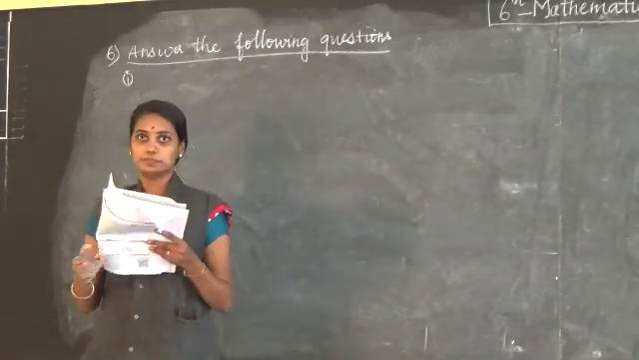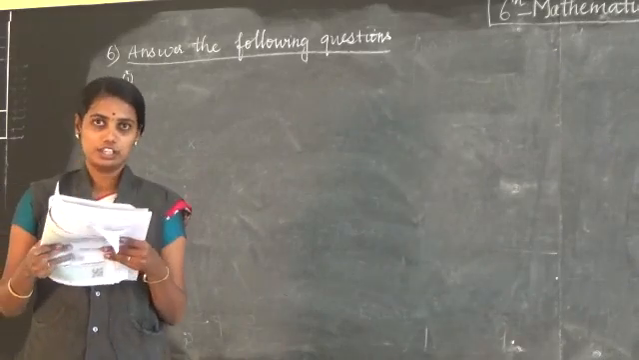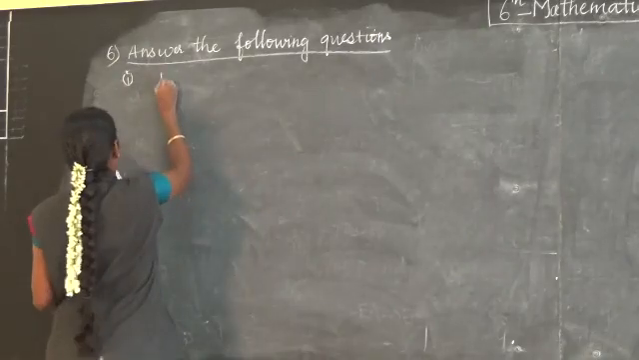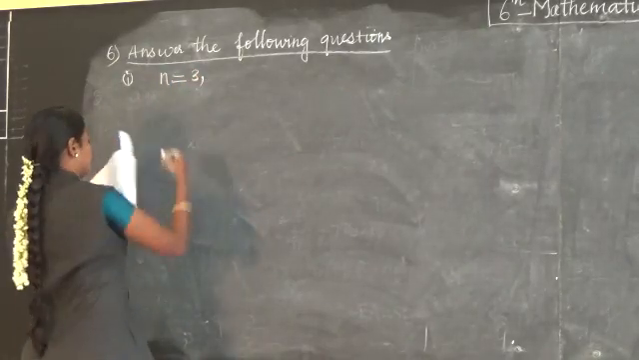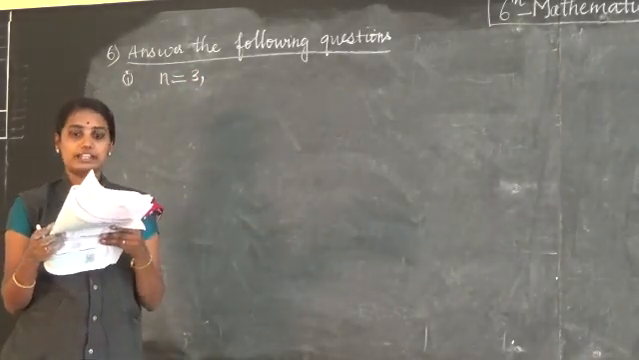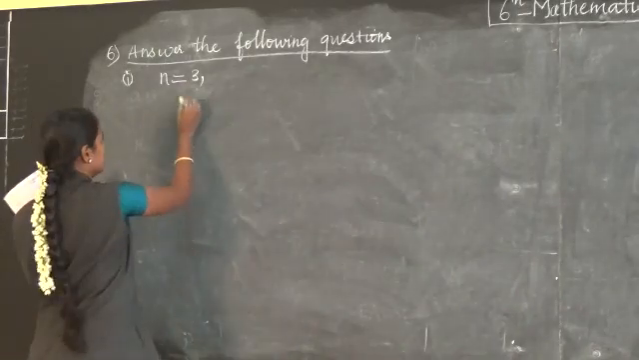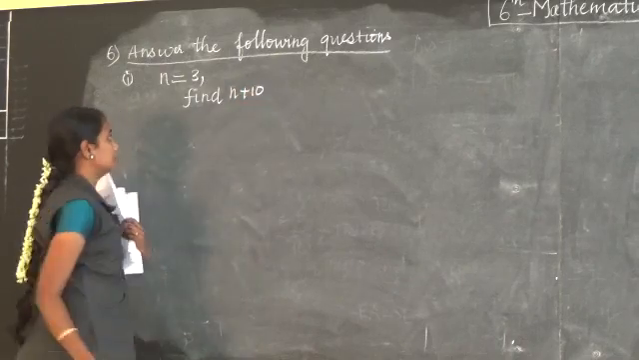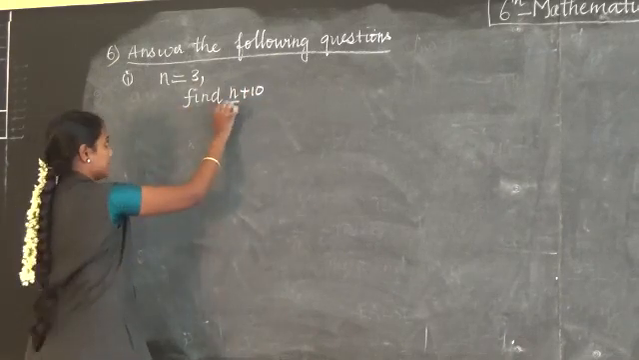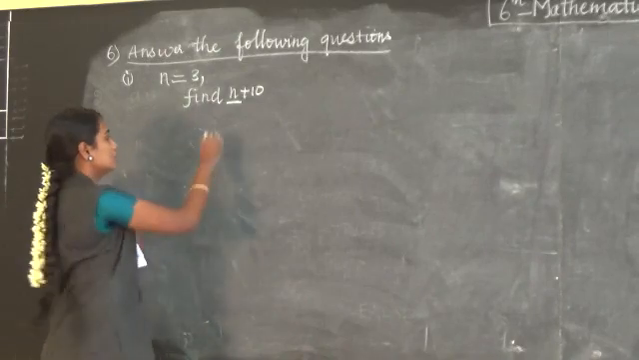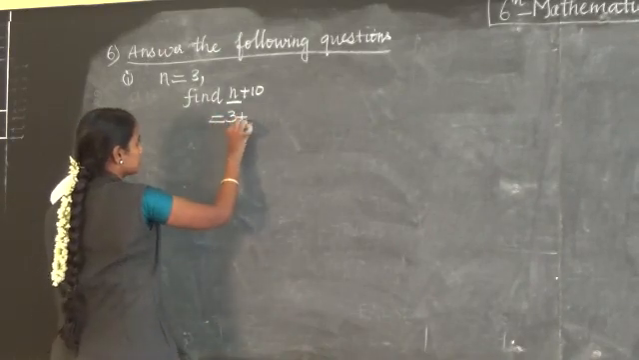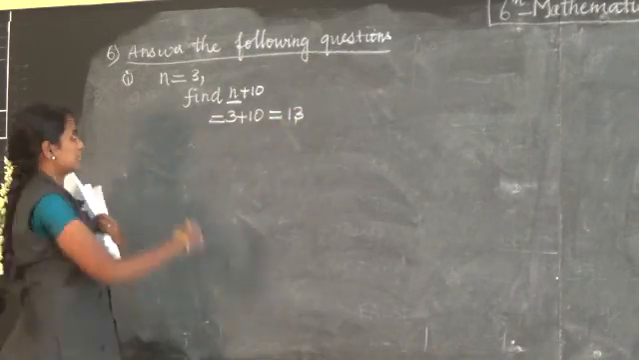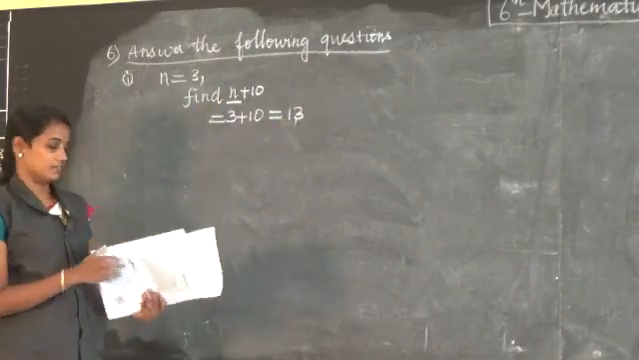Question number 6. Answer the following question. First option, listen. N takes the value 3. Then find the value of n plus 10. Now instead of n, apply the value 3. 3 plus 10, so the answer is 13. Very easy, just apply the values that are given.